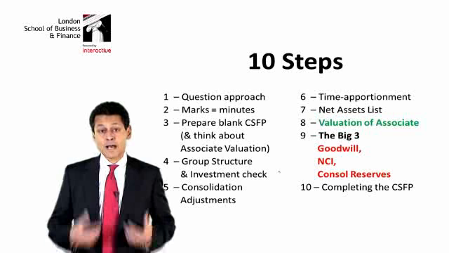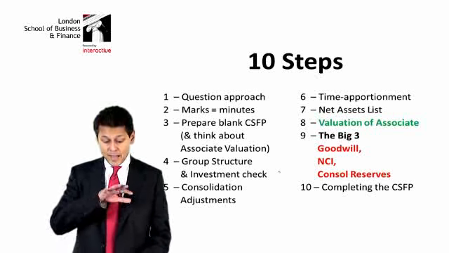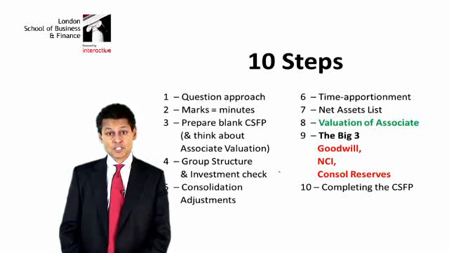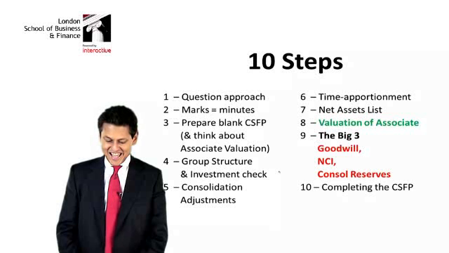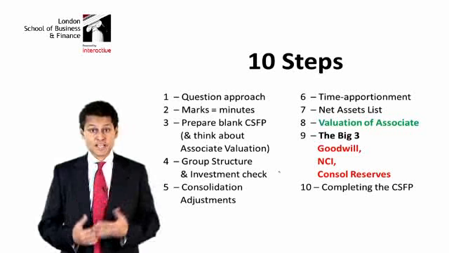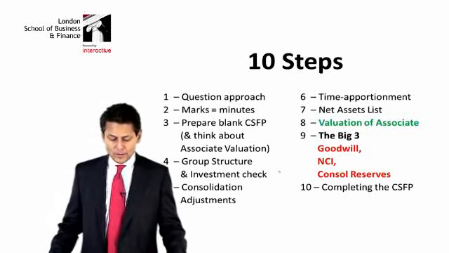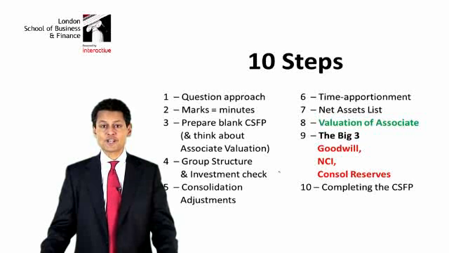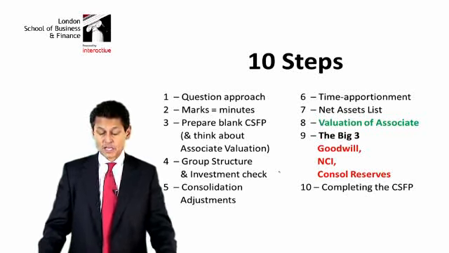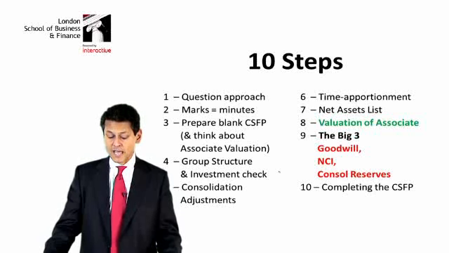I'm going to show you my personal technique where I open up a blank consolidated statement of financial position, and I'm going to think about the associate valuation with you. Beyond that, of course, there's the group structure, and in the investment check, as you can see, consolidation adjustments, big marks there. Then you have your time apportionment.